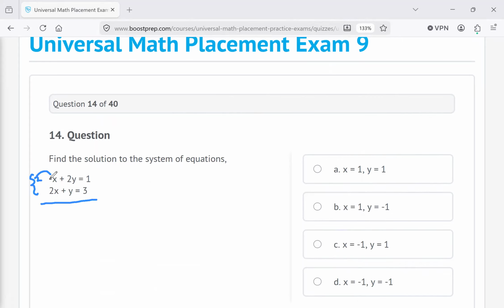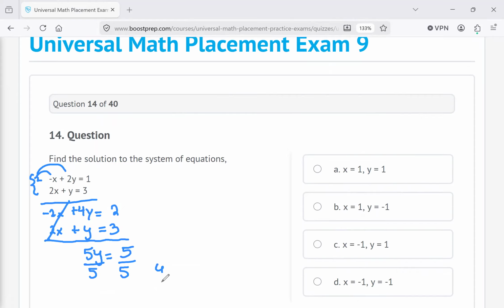So you get 2 times -x, which is -2x. 2 times 2y is positive 4y. 2 times 1 is 2. And then the bottom, I didn't do anything, so just write it down. And then the x cancels. 4y plus 1y is 5y. 3 plus 2 is 5. And then divide this by 5. You get y equals 1.